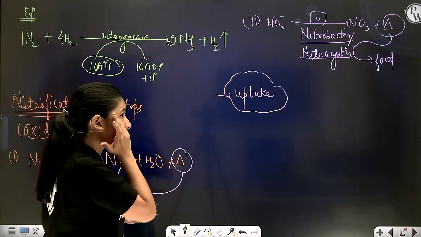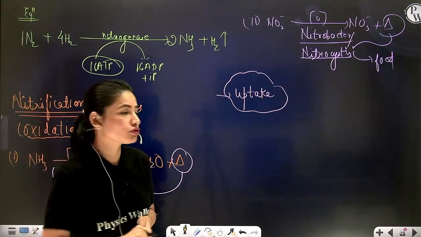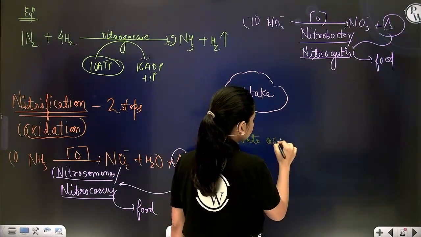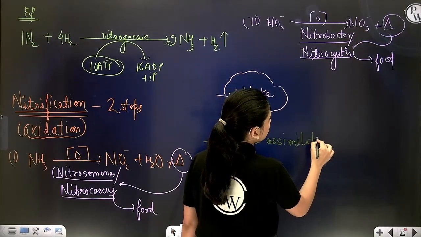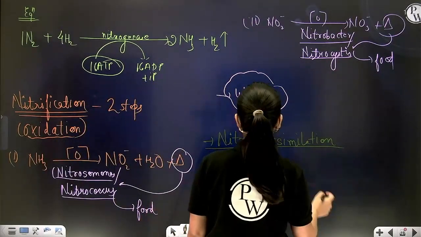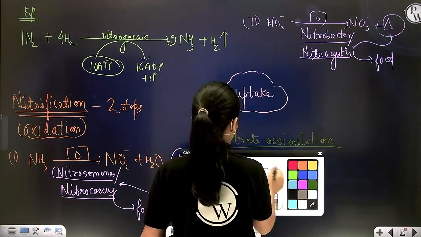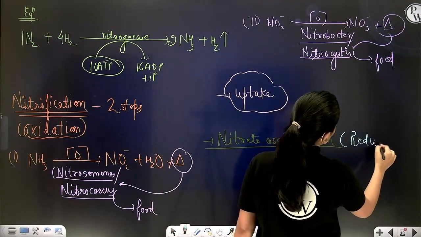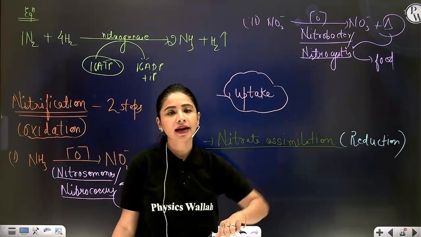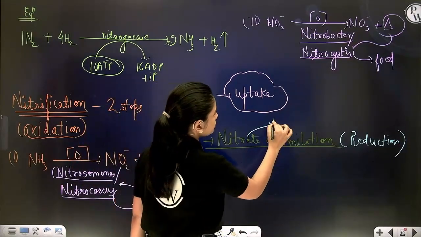So next step is conversion of nitrate back into ammonia. So that will be reduction reactions, and that is known as nitrate assimilation. So now next step is nitrate assimilation. Nitrate assimilation is actually reduction reactions. Why? Because here we are going to convert the absorbed nitrate back into ammonia so that plant can utilize it for protein synthesis. It is also done in 2 steps.